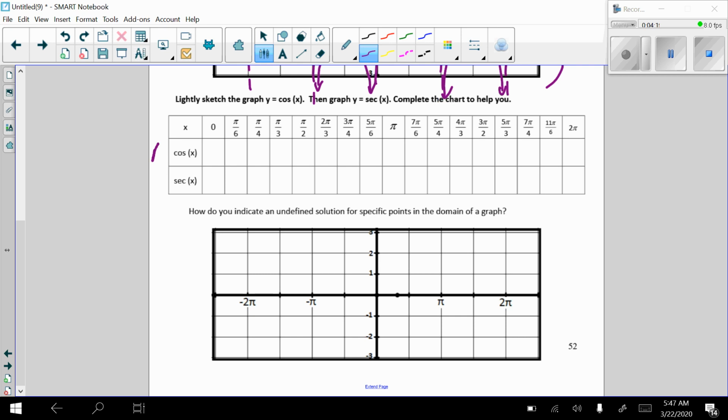So now what I want you to do is pause this video, and see if you remember all of these values off the top of your head, which you should. Sketch a little graph of y equals cosine of x. Find the reciprocal values for secant, and then graph that and see how that looks. When you're done with that, go ahead and turn this video on and see if you got it right.